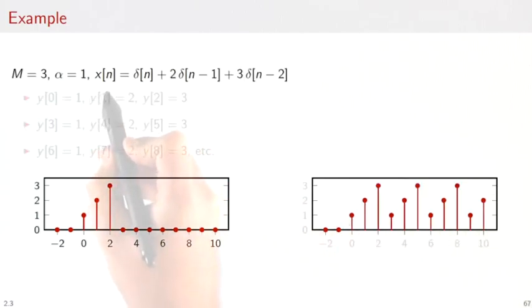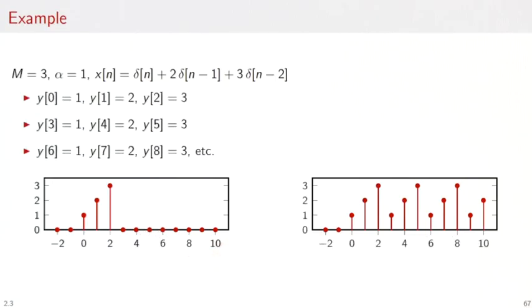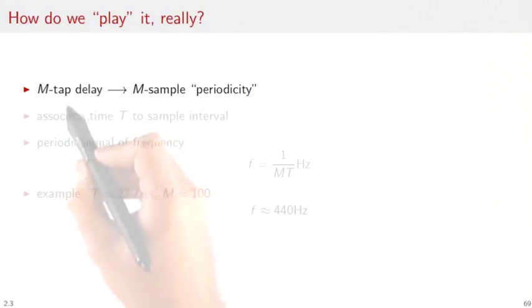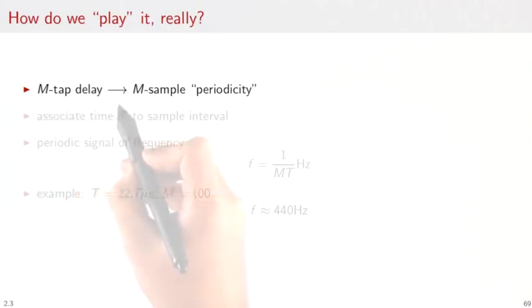If we put a more interesting signal, a little ramp here, which starts equal to 1 at 0, equal to 2 at 1, equal to 3 at instant 2, and we put it as an input, then we truly see the repetition. Alpha here was chosen equal to 1, so there is no decay in the signal. It simply repeats one period, this period from 0 to 2. Therefore, we have seen that the M-tap delay essentially generates an M-sample periodicity.